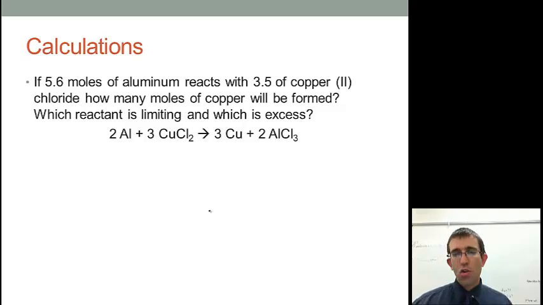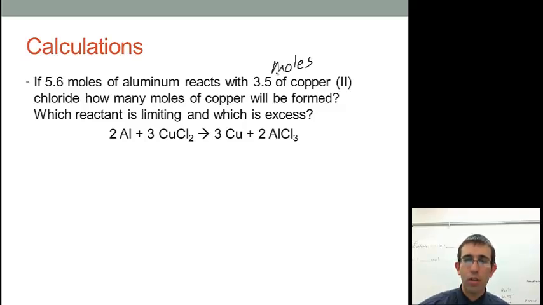Alright? So if I have 5.6 moles of aluminum and it reacts with 3.5, I should say moles. Put that in there. Look at me forgetting my unit, as much as I tell y'all. Sorry about that. 3.5 moles of copper 2 chloride. How many moles of copper will be formed? Which reactant's limiting and which is excess?